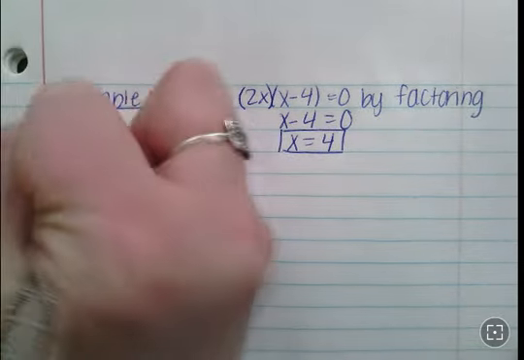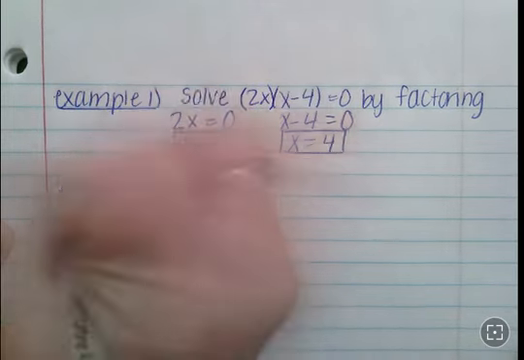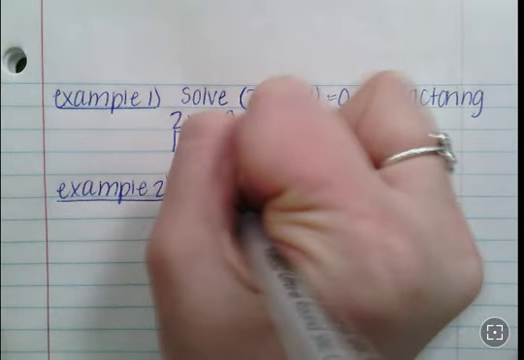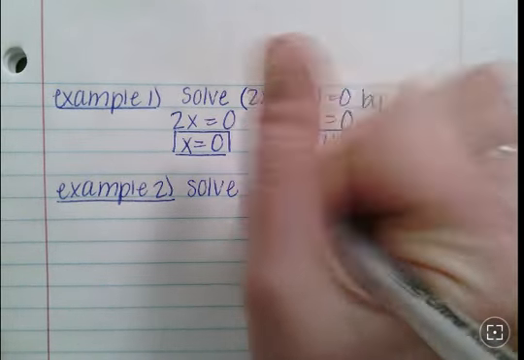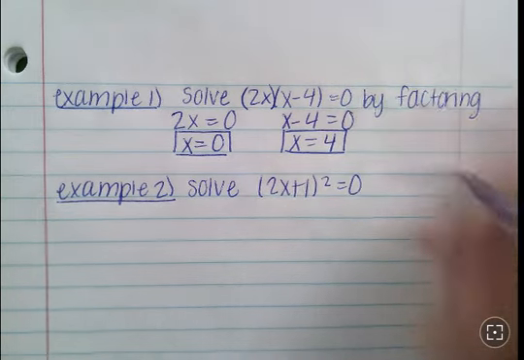So with that, let's head into example 2. Okay? In example 2, I want you to solve 2x plus 1 squared is equal to 0.